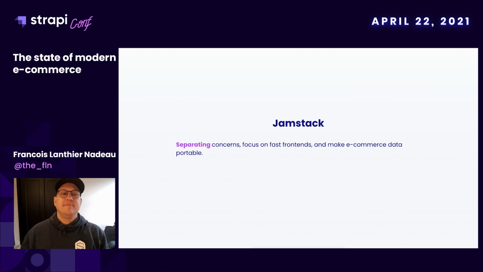So, moving on. The JAMstack approach now. The working definition will resemble the headless one with some details being different. So, let's say we define this by separating concerns, focusing on fast front ends, and making e-commerce data more portable. So now the focus here really is on front end and performance, as is the JAMstack in general. You'll see an emphasis on using statically generated assets, which are a core component of the JAMstack philosophy.